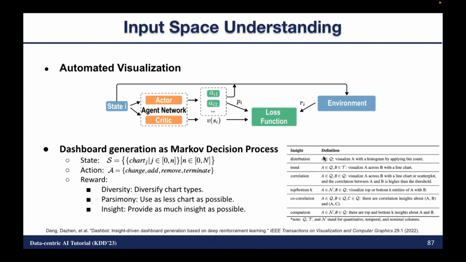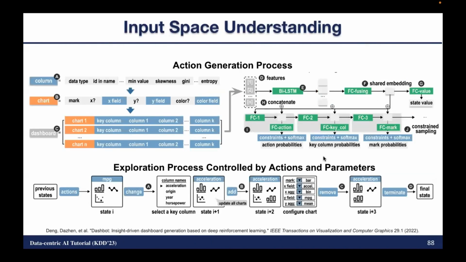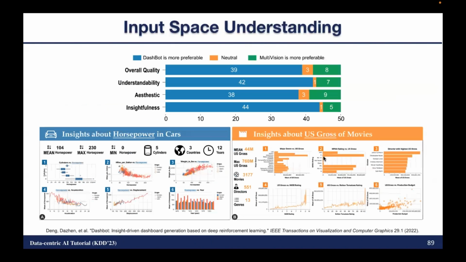In this way, the whole agent network will be able to create a dashboard gradually that can fit the visualization experts' expectations, as well as create diversified and parsimonious visualizations. Here, the lower part, these two are basically the visualizations they generated automatically. You can see, this is basically the visualization for horsepower for the cars.